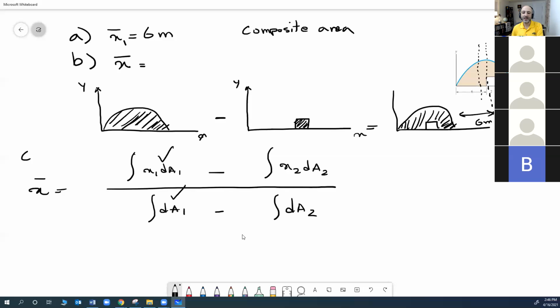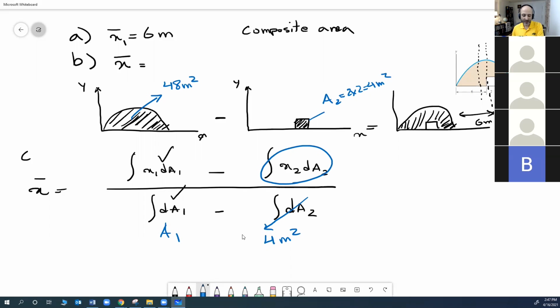So first of all, what is dA2? Integral of dA2. Can someone tell me just by looking at a figure? It would be 4. It would be 4 because this integral means area 1, this area, which I found to be 48. Area 2 is just the area of this one, which is a 2 by 2, which is a 4 meters square. So I don't need to integrate this one. Okay. What about this part? Can you guys do this part also without integration?